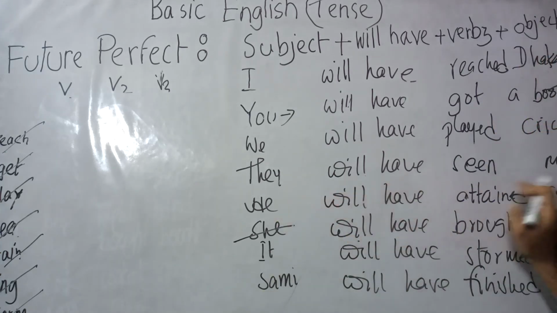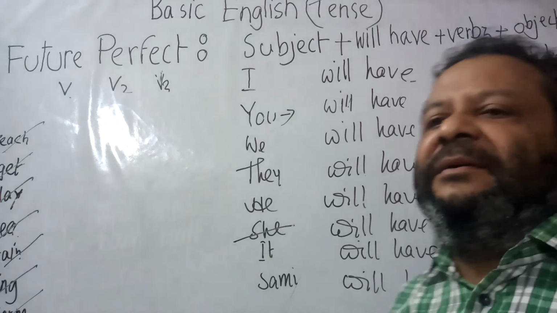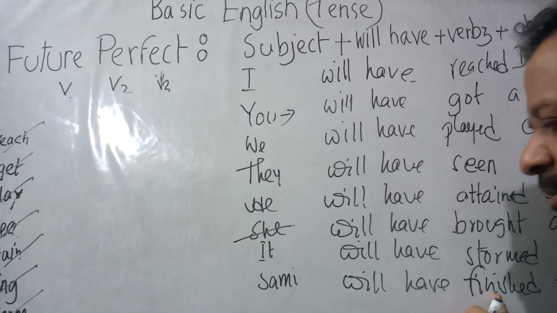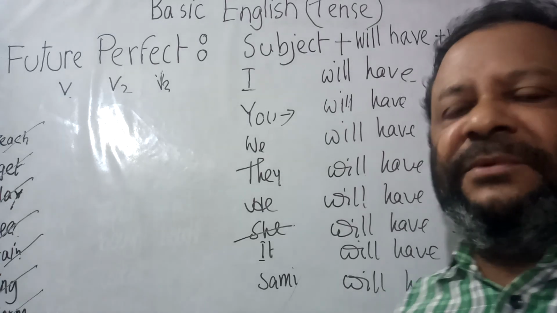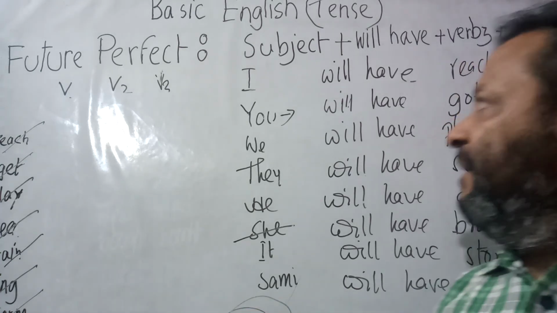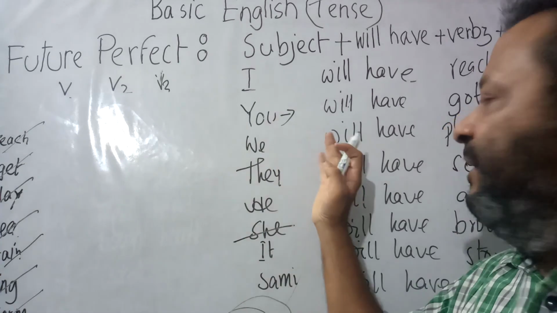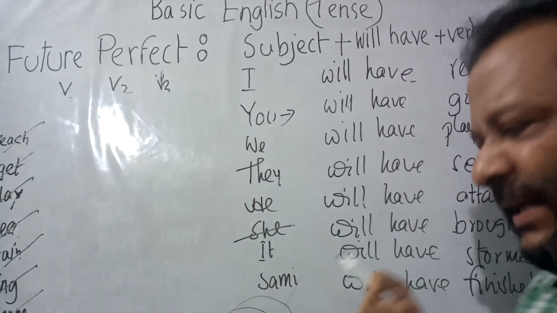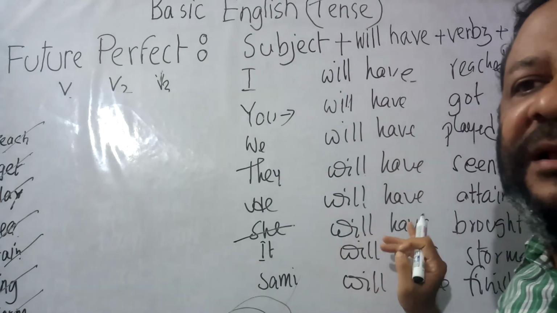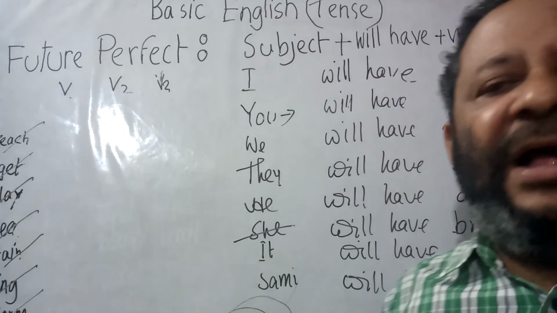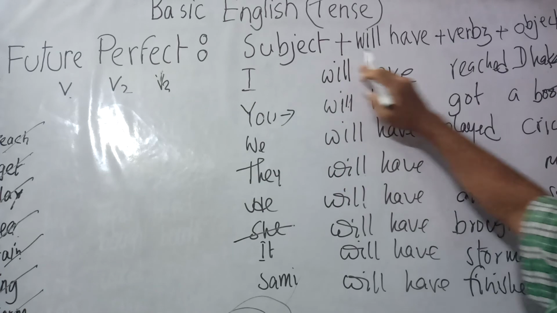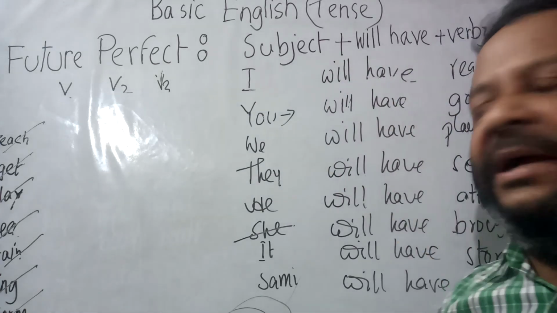He will have attained success by the next year. Sami will have finished the book by 3:30 p.m. tomorrow. Now there is another word and it is before. We can use it successfully in this structure and we can make sentence, that is, I will have reached Dhaka before I become tired. I repeat, I will have reached Dhaka before I become tired.